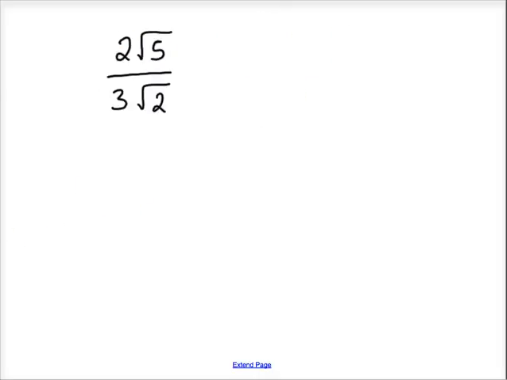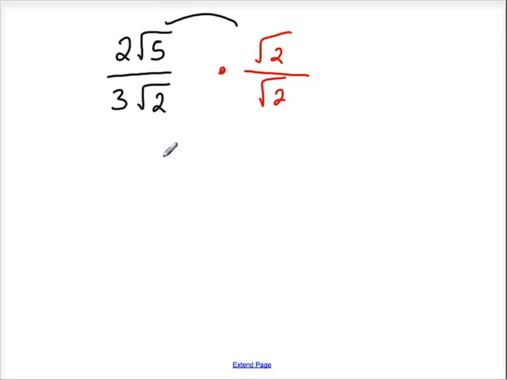Next one, 2 radical 5 over 3 radical 2. Would you times them both by 3 radical 2? Okay, the only thing I really want to get rid of is the radical 2. So I don't have to multiply by 3 radical 2. I could just simply multiply by radical 2. Good. So multiply both numerator and denominator by radical 2.